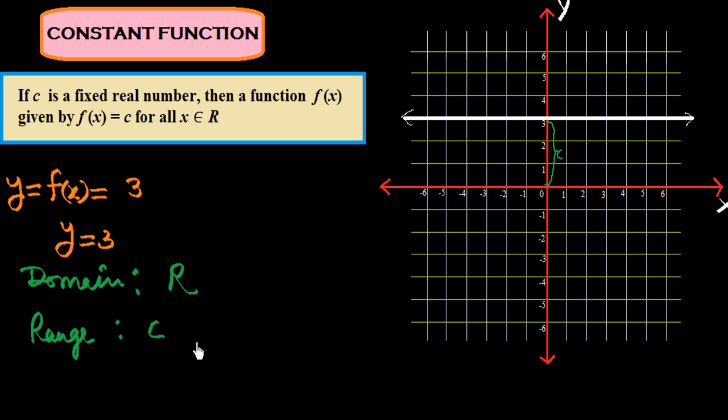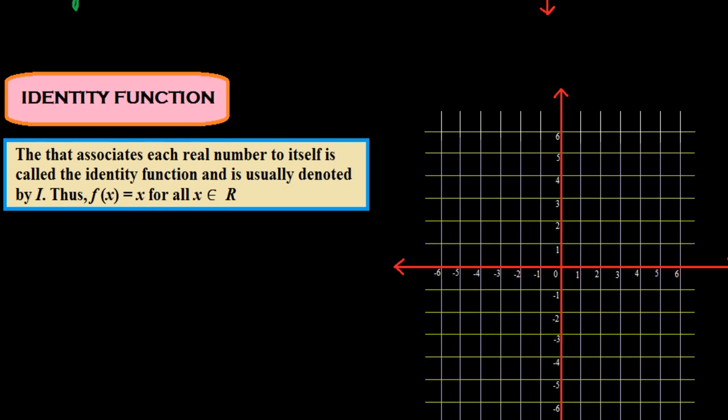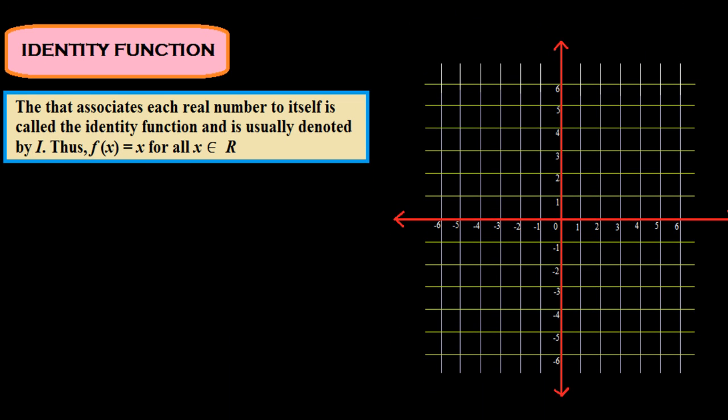So in this way we could easily find out the range and domain of the constant function. The domain of the constant function is always R, and the range is the constant, whatever the constant is. Here in this function, you see the domain is R and the range is 3. If f of x is equal to 3, 3 is a constant, so the range is 3 here. Now we study the next function, which is the identity function.